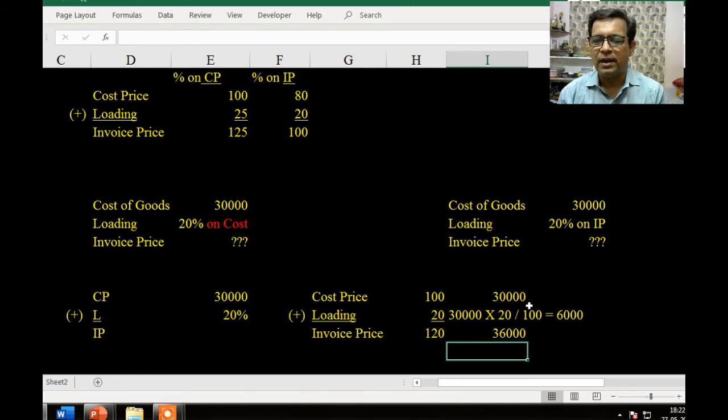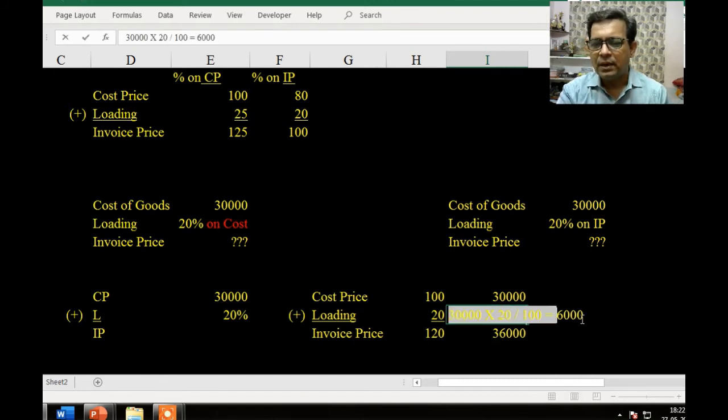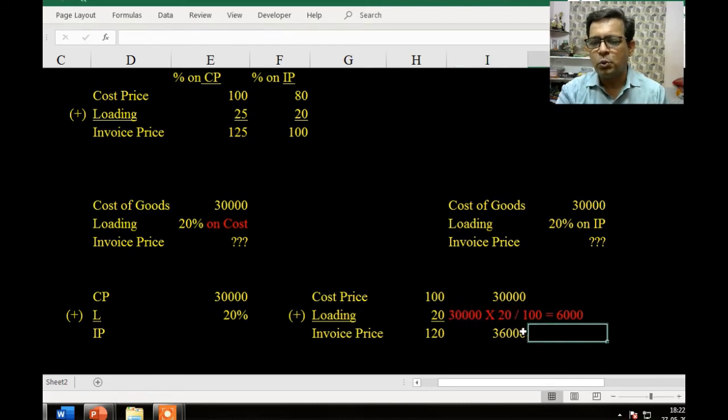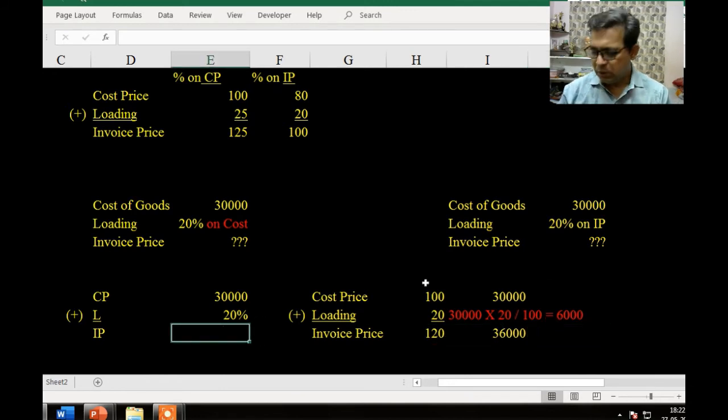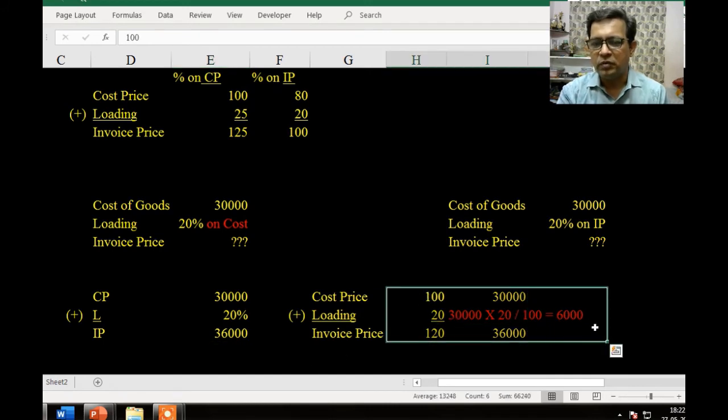Look at this carefully. Simple calculation. Here I have simply done cross multiplication, what we have been doing for such a long time. This is a simple cross multiplication. 30,000 into 20 divided by 100, and we got our value of loading. Right. So when you add cost plus loading, you get the answer as 36,000. The job's done. Understand this calculation carefully. Okay. Now I'll just remove this.